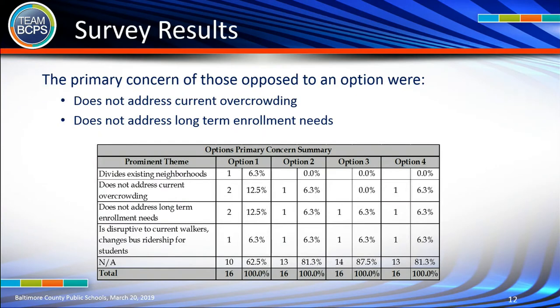The primary concern of those opposed to an option was that it does not address the current overcrowding, and that some people may have thought that the option didn't do enough to give Dogwood some relief. There are some options that give them some measures of relief, and others that give different measures and magnitudes of relief at Dogwood. It also does not address long-term enrollment needs.